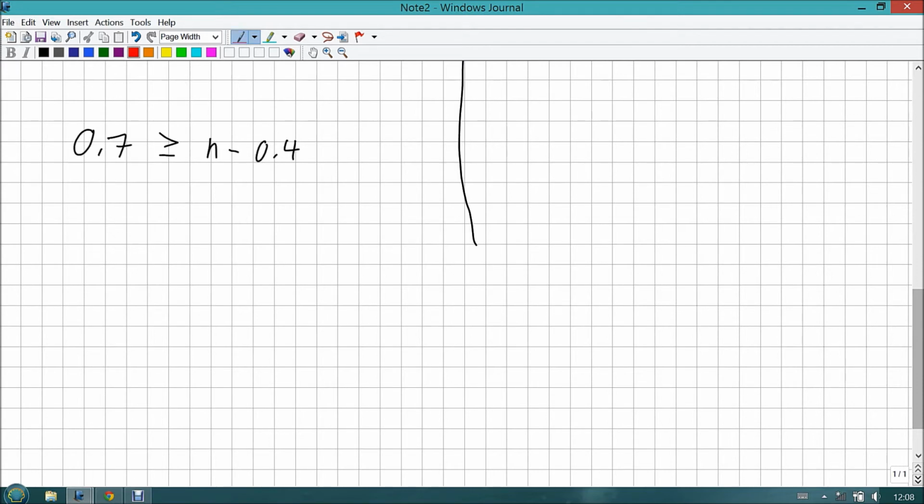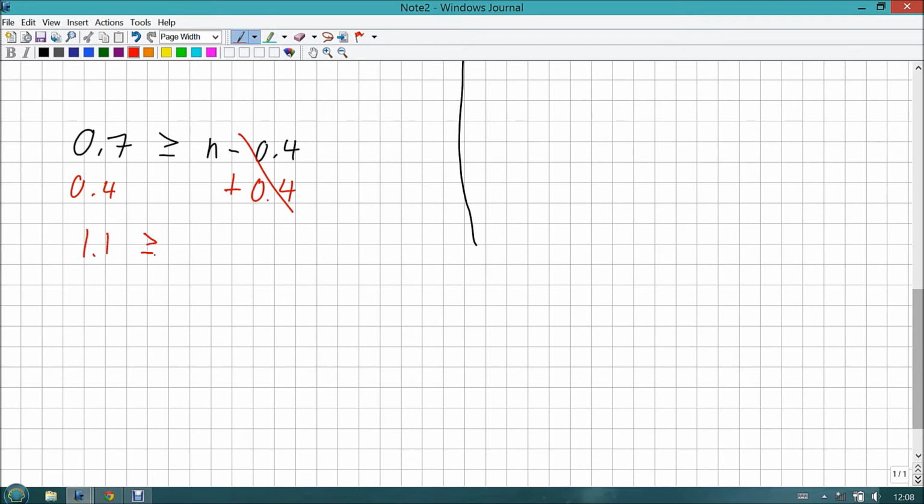To get the n by itself, we have to get rid of what's hanging out with it. In this case, 0.4. So we'd add 0.4 to both sides. Now when we do that, they cancel on the right, but on the left we have 0.7 plus 0.4, which is 1.1.